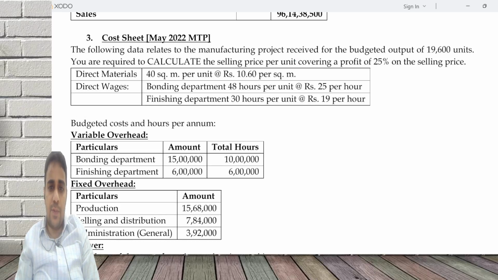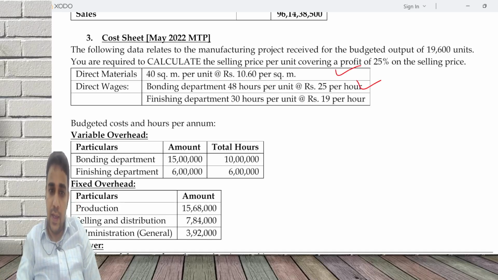Okay. In this problem we are required to make a cost sheet. The following data relates to the manufacturing project received for the budgeted output of 19,600 units. You are required to calculate the selling price per unit. So we will do a cost sheet per unit. Direct material cost is there. Direct wages is there. Variable overhead. You will do some recovery rate calculations and try to do it. Let's start.